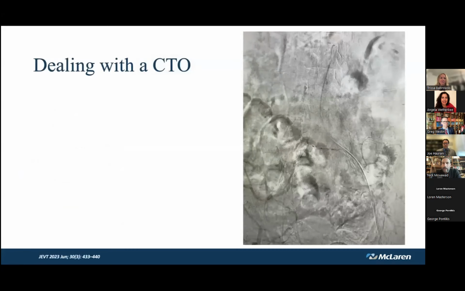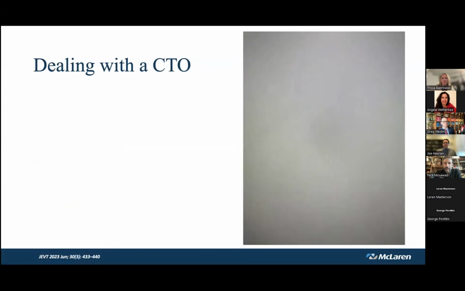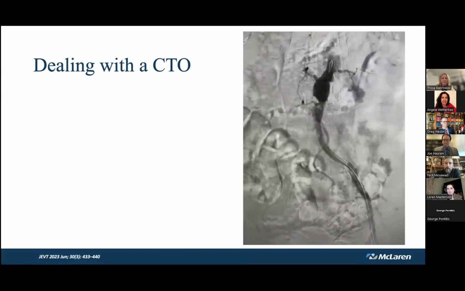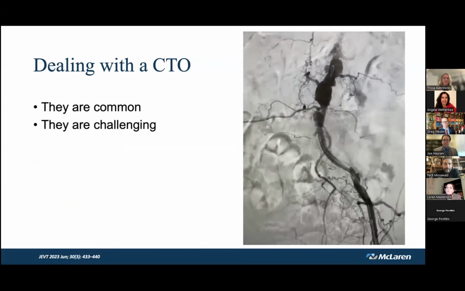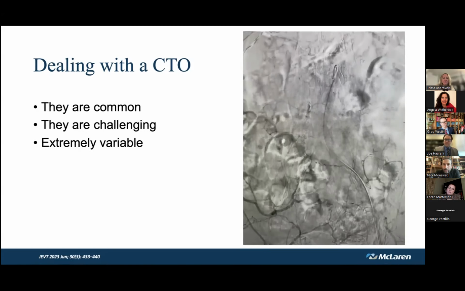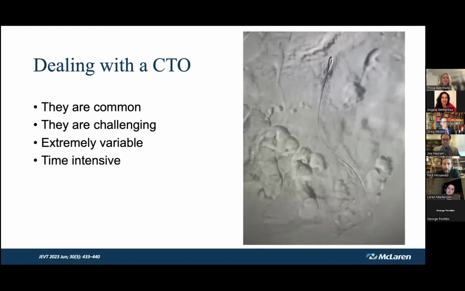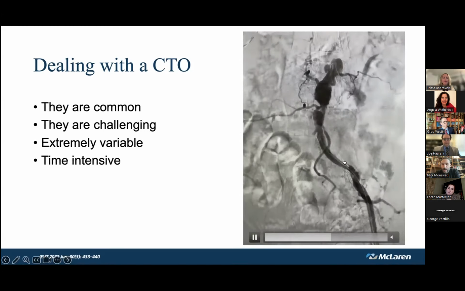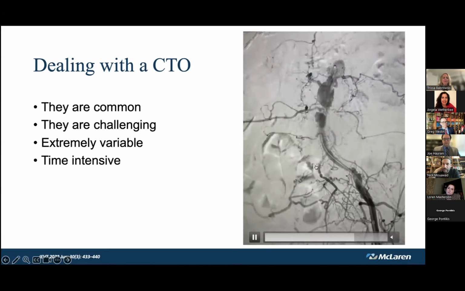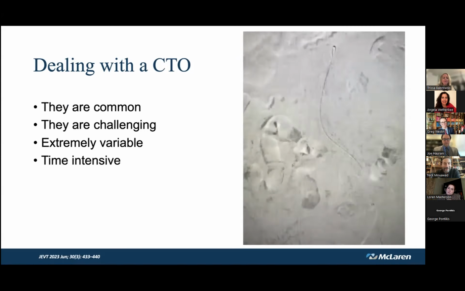And so when you want to deal with a CTO, as you can see on the screen right here, this is a different patient, but very similar as well. They're very common. They are very challenging. They can be extremely variable in the type of presentation or the occlusion. It's time intensive. We all know that. And I appreciate hearing Greg, who's willing to do 3, 4, 5 hours of doing some of this angiographic intervention, but some of us just can't or are not interested.